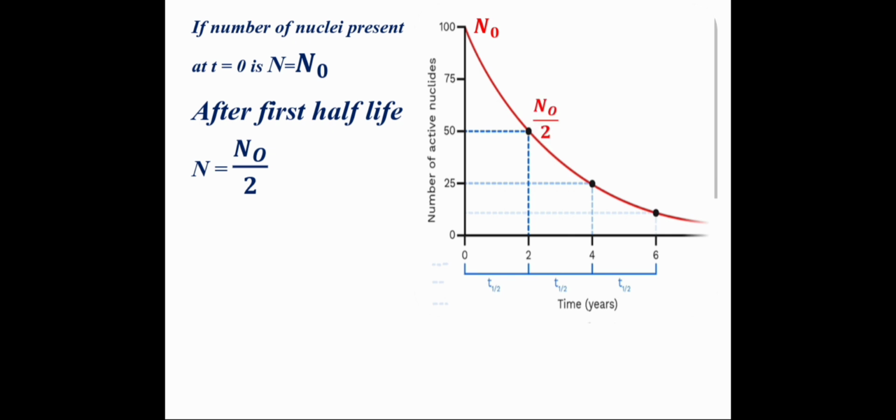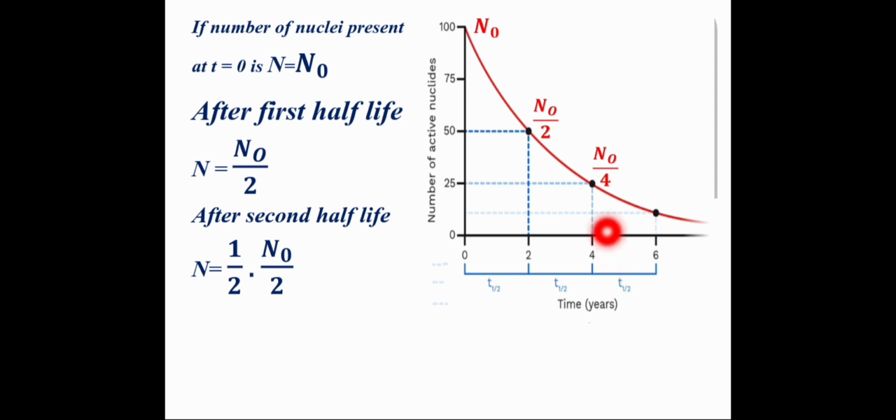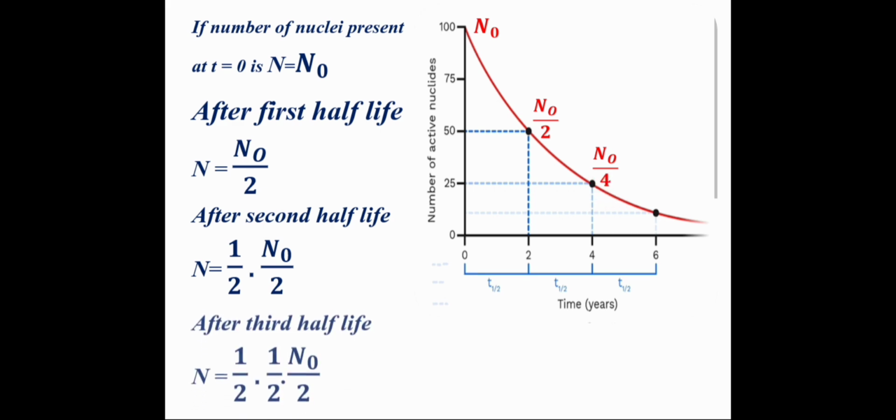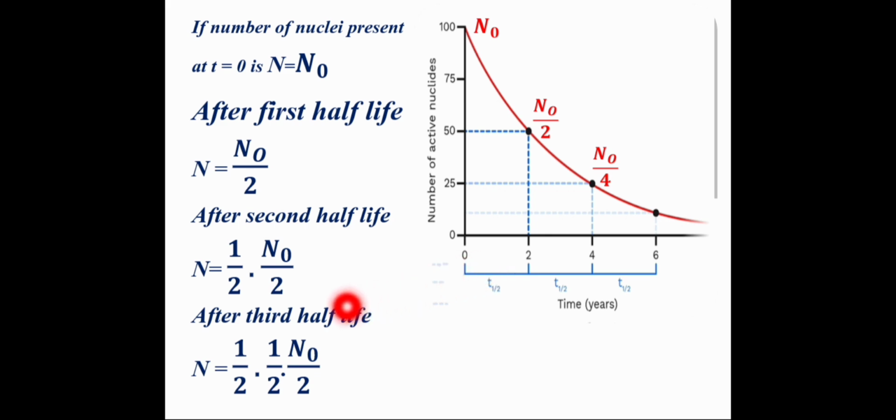Similarly, after another half-life, this number further divides to half, and after the second half-life, N0 by 2 is further divided by 2, and now N0 by 4 radioactive atoms are left. Similarly, after another half-life, this number further divides to half. Now N0 by 8 radioactive atoms are left and the rest have decayed.